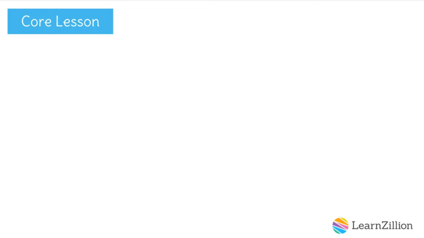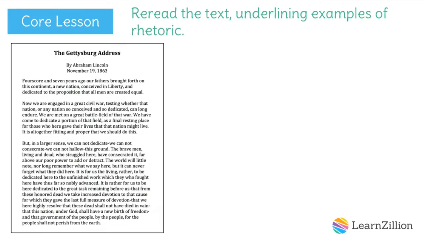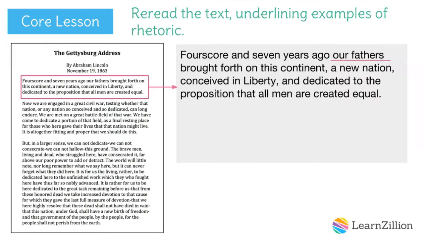I am beginning by rereading the text and underlining examples of rhetoric. I am looking for words and phrases that will appeal to the audience. The speech begins, 87 years ago, our fathers brought forth on this continent a new nation, conceived in liberty and dedicated to the proposition that all men are created equal.